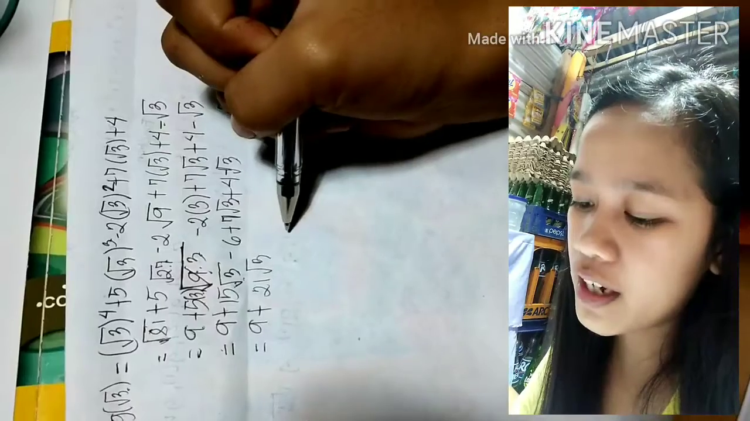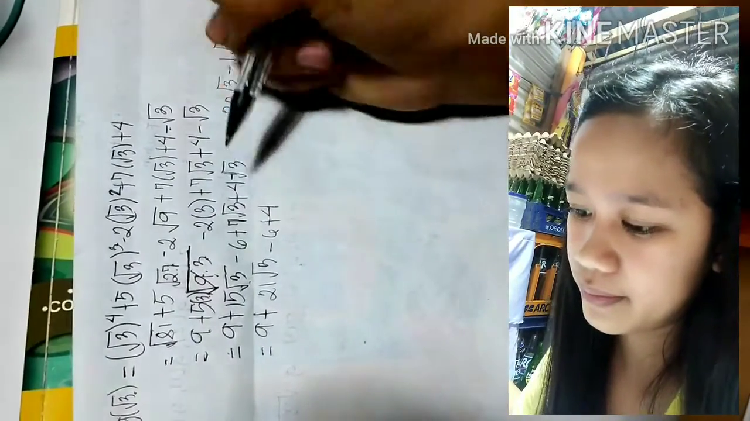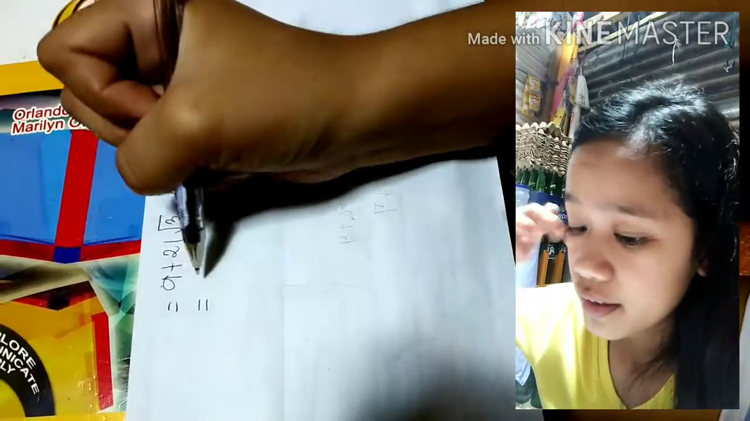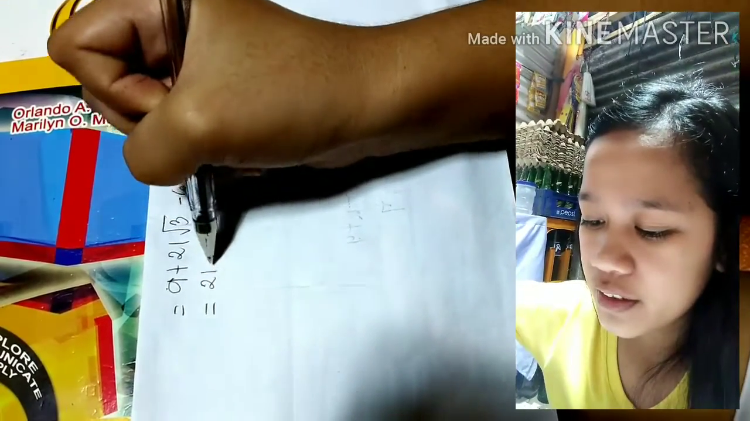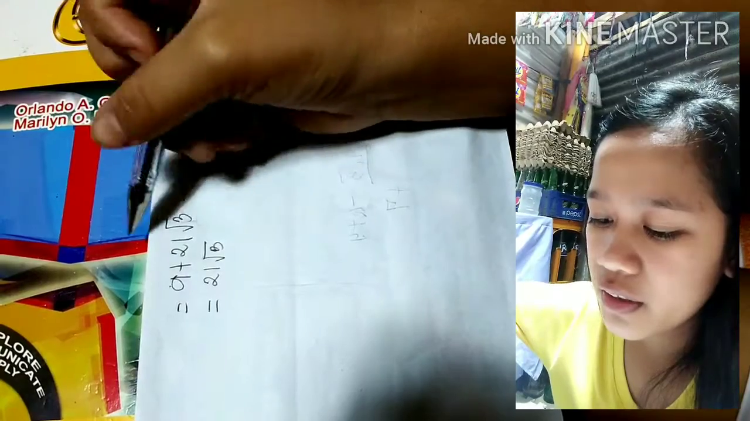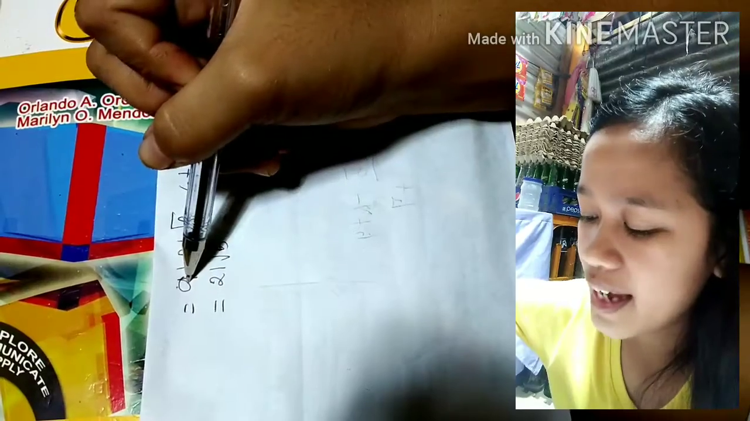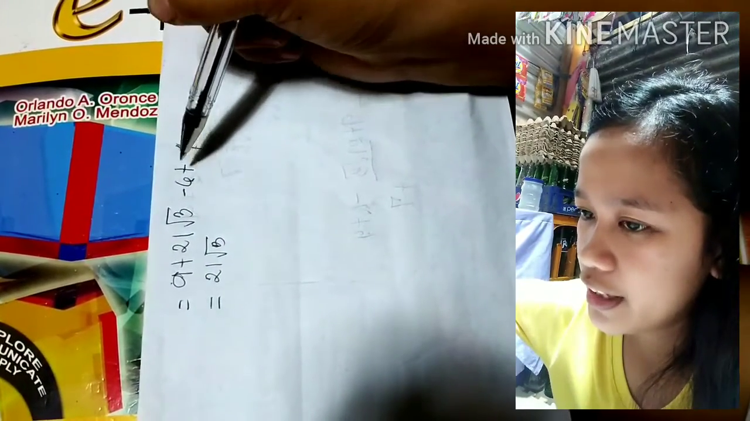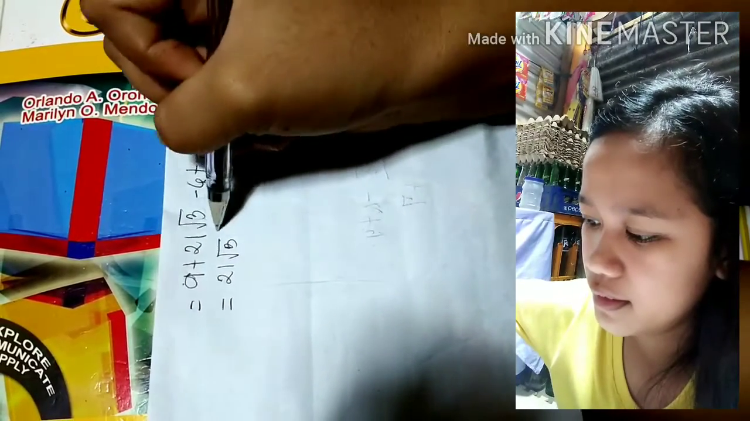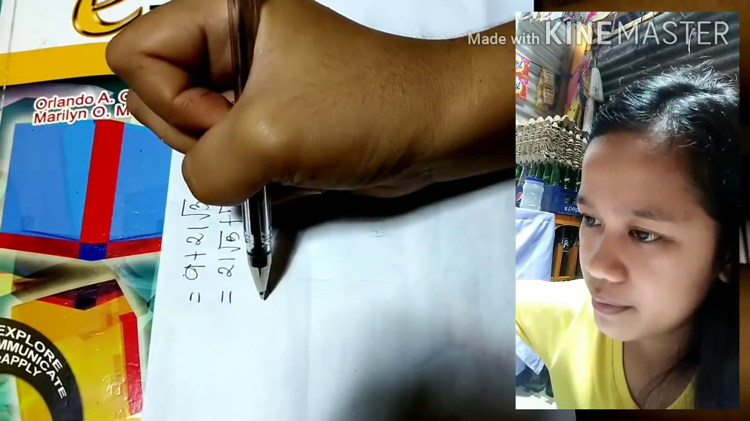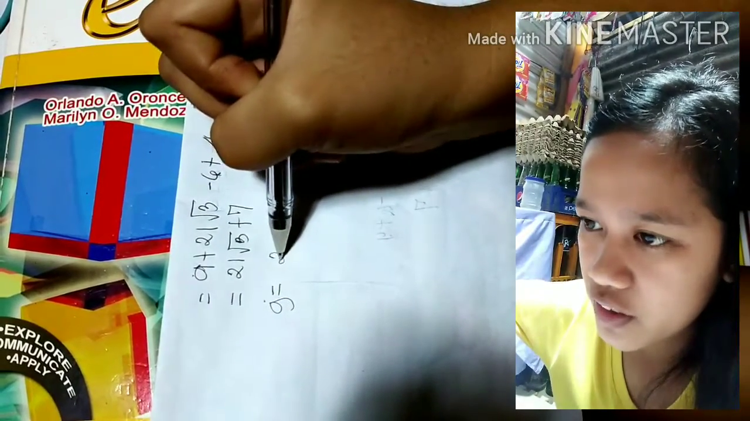Then, we're going to copy the remaining numbers. Since we cannot simplify 21 square root of 3, we're going to simplify the other numbers. 9 plus 4 equals 13. Minus 6 equals 7. Then, we're going to order the answer. So, the final answer is g of square root of 3 equals 21 square root of 3 plus 7.